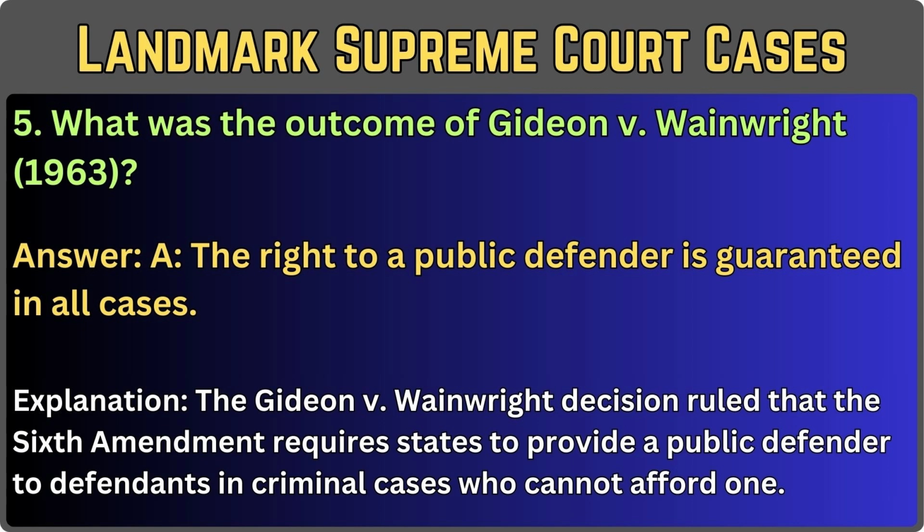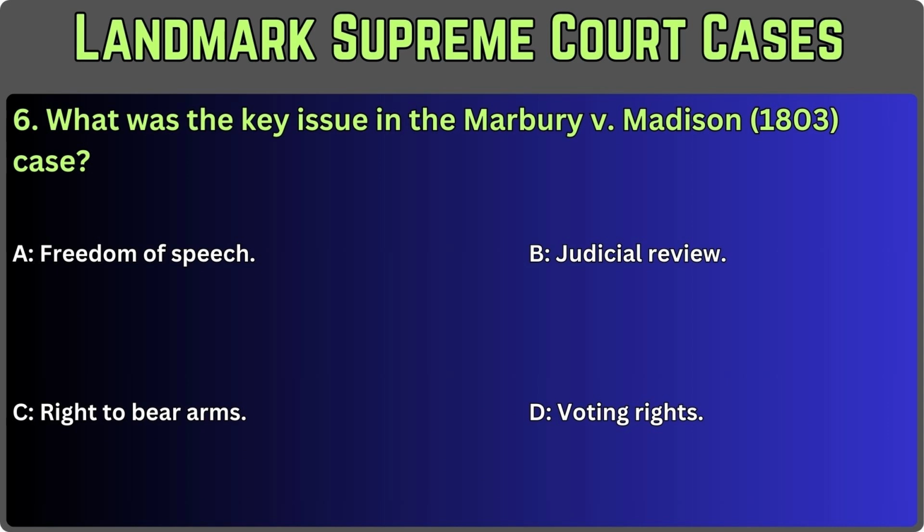Explanation. The Gideon v. Wainwright decision ruled that the Sixth Amendment requires states to provide a public defender to defendants in criminal cases who cannot afford one. 6. What was the key issue in the Marbury v. Madison, 1803 case? A. Freedom of speech. B. Judicial review. C. Right to bear arms. D. Voting rights.